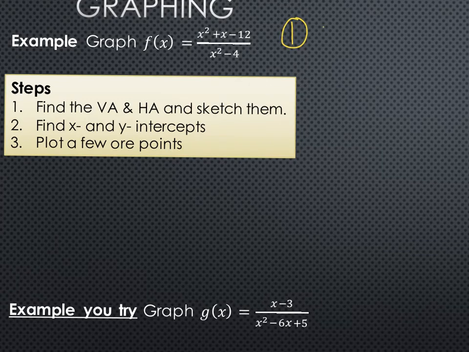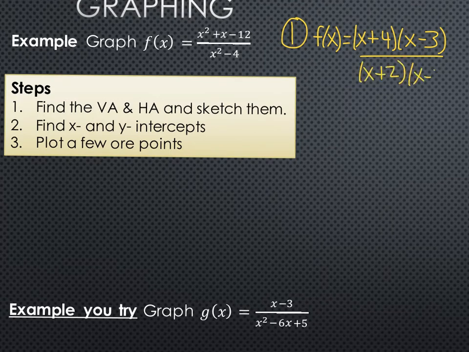So for our first step here, I would factor the numerator and the denominator first. So the numerator factors to x plus 4, x minus 3. The denominator factors to x plus 2, x minus 2. Which, notice, nothing cancels out.